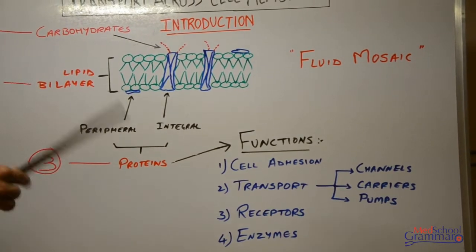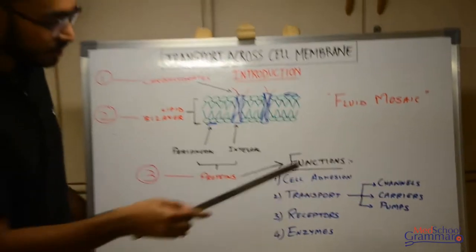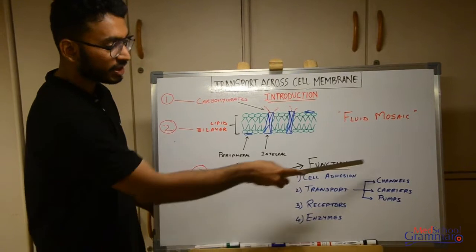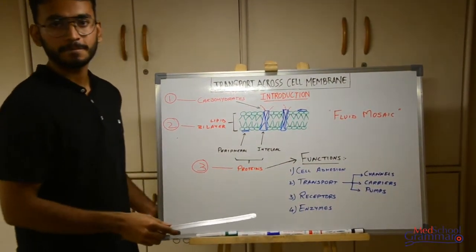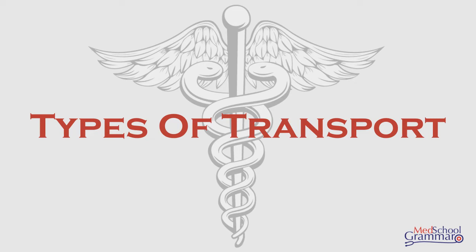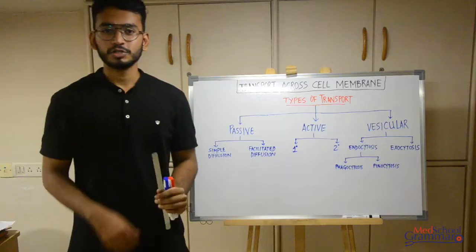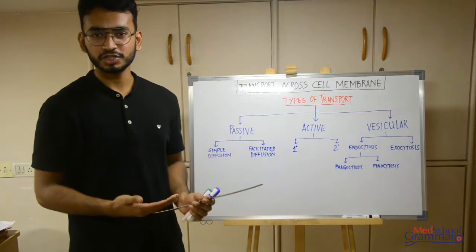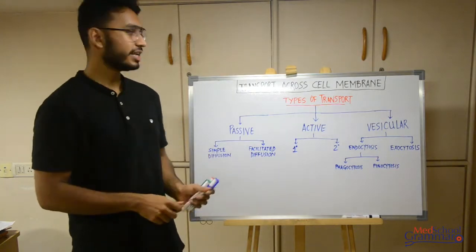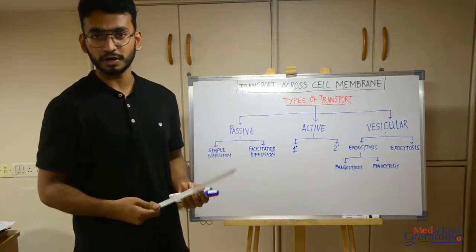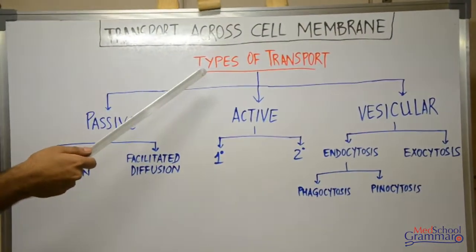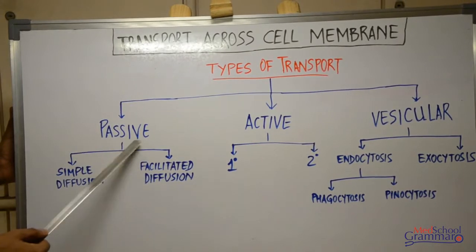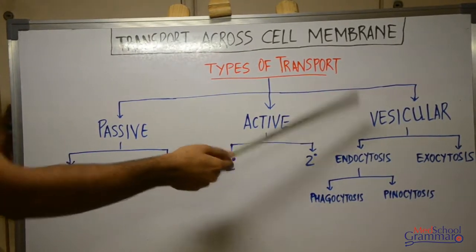Now we'll talk about the various types of transport mechanisms and the role of different proteins as channels, carriers and pumps. So now that we've seen the basic structure of a cell membrane, let's see the various types of transports across cell membrane. Transport across cell membrane is basically divided into three types: passive, active and vesicular.